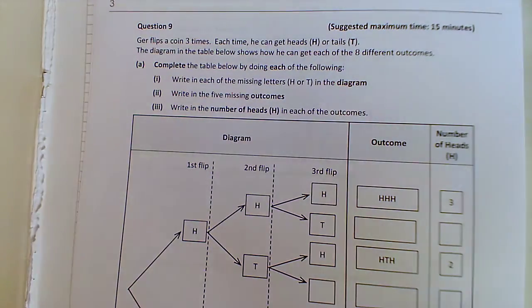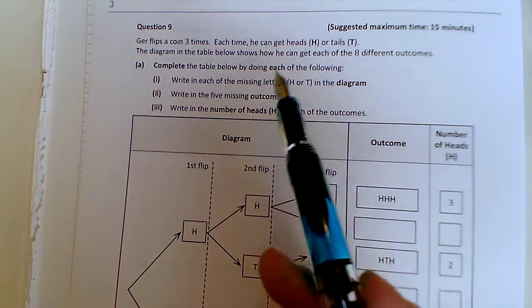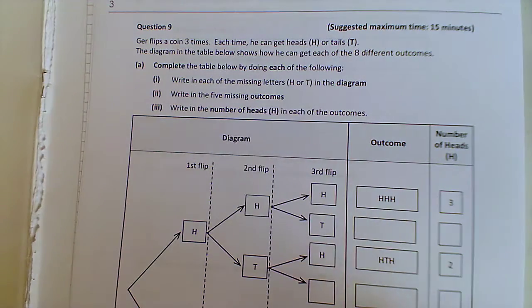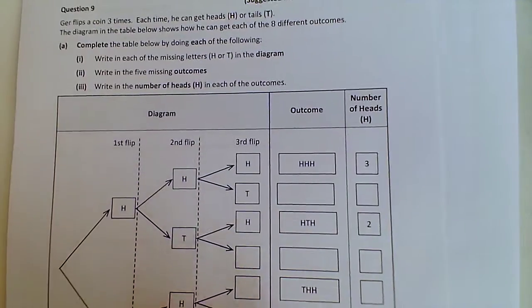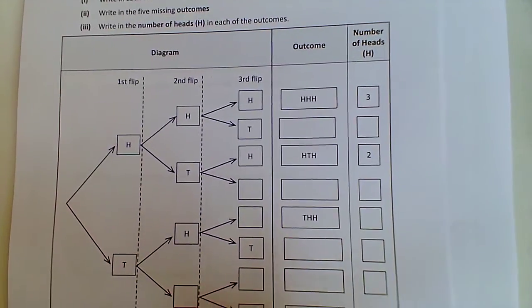So Ger flips a coin 3 times, and each time he can get a heads or a tails. The diagram below shows how he can get each of the 8 different outcomes. So we've done 3 diagrams. Let's fill in the missing parts of this tree diagram.